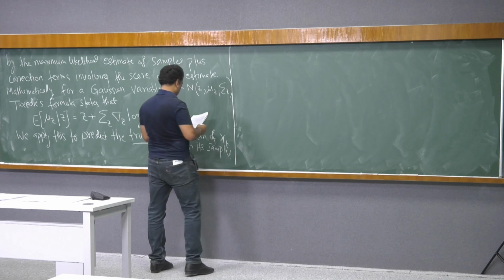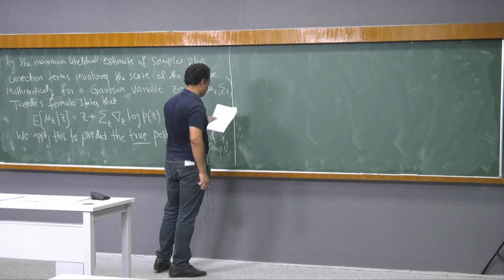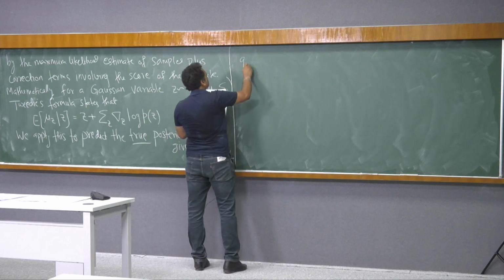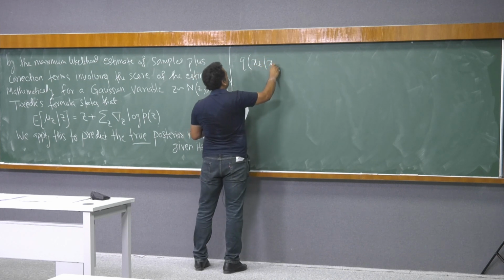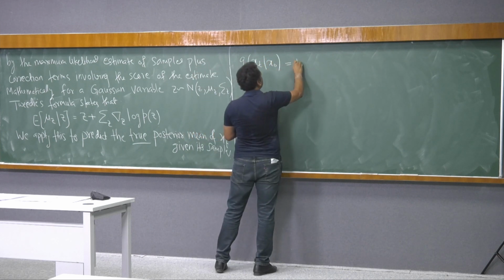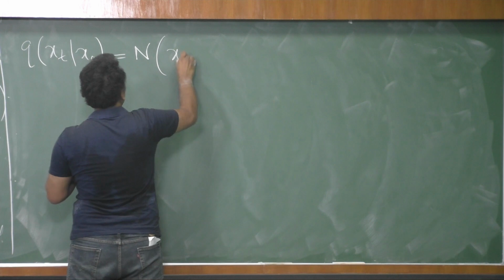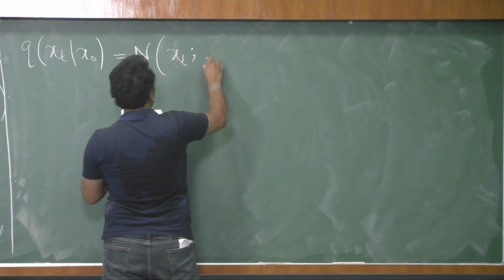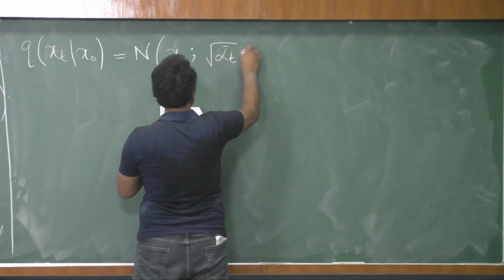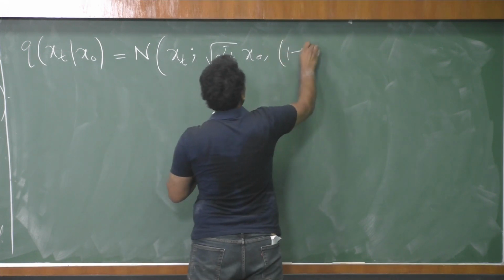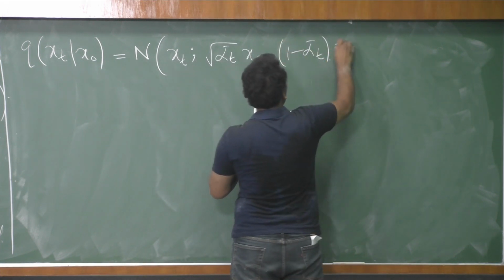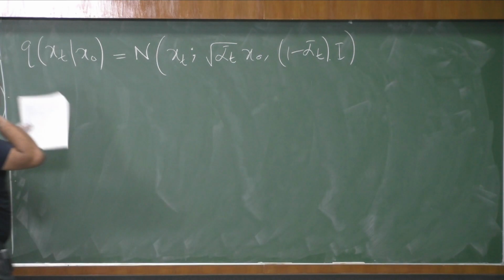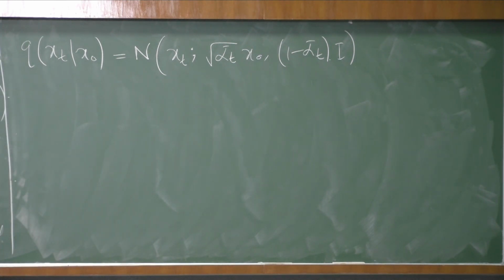So what does this mean? All this means is that the posterior mean that we had was this term q(xt | x naught), which we have actually written down before: square root of alpha bar t x naught and 1 minus alpha bar t identity. So this is what we know. This is how the q(xt | x naught) mean looks.